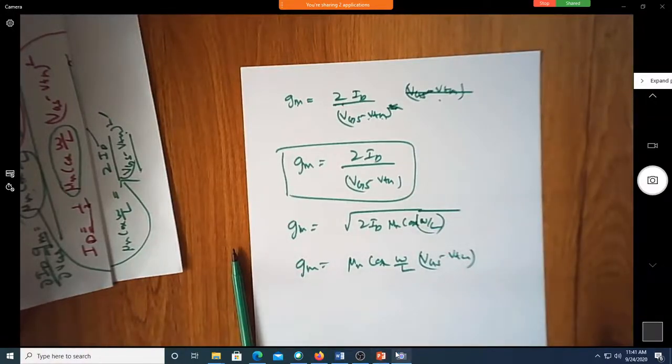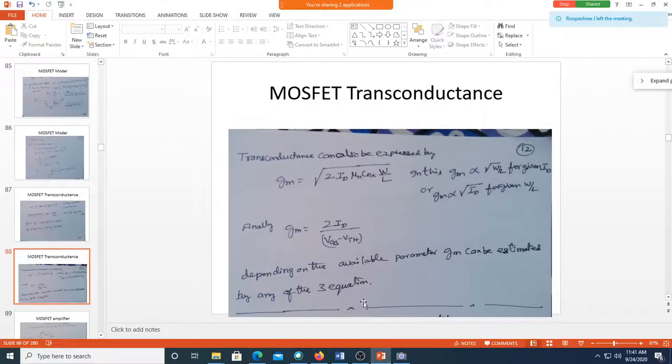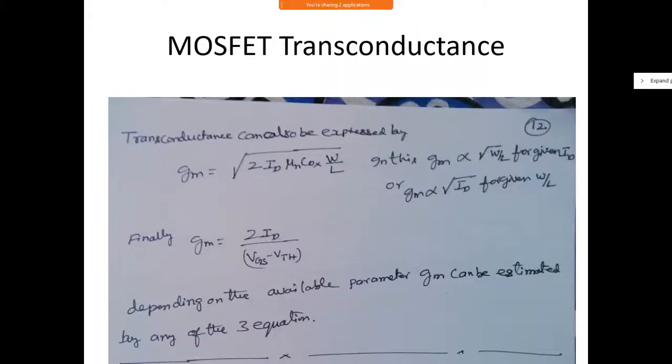Let me go to the PPT now. Depending on the availability of parameters, GM can be estimated by any of the three equations, because all of them will yield the same value, as they have been derived from a single expression. It depends on what parameter you have while solving the problem. So this is how you find GM. Why is this GM required? Let us proceed now.